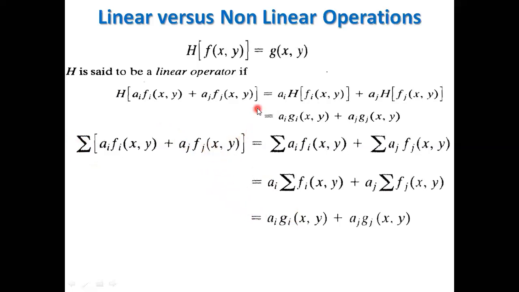Suppose these two expressions are not equal, then that will become a non-linear operation. Okay.